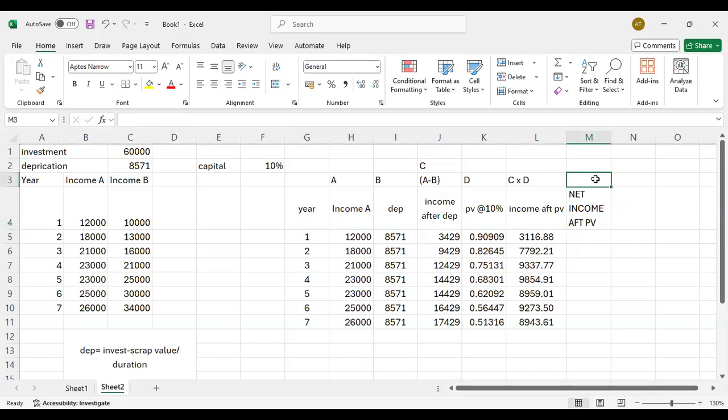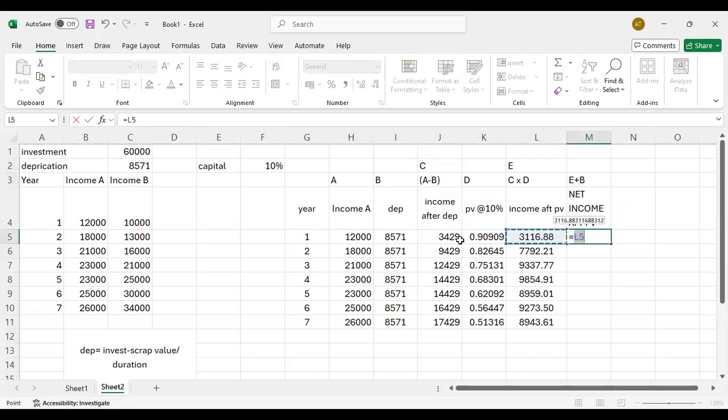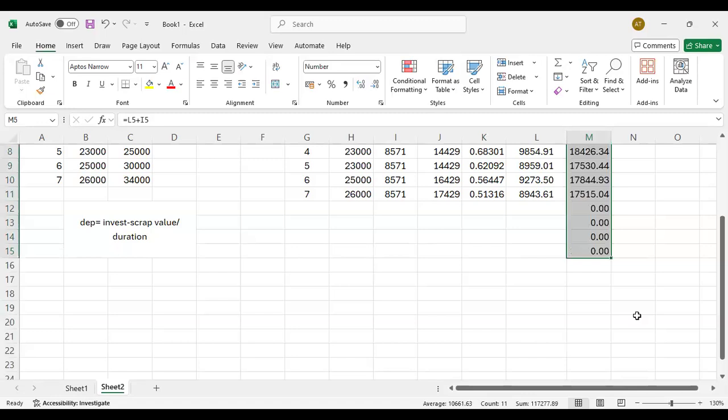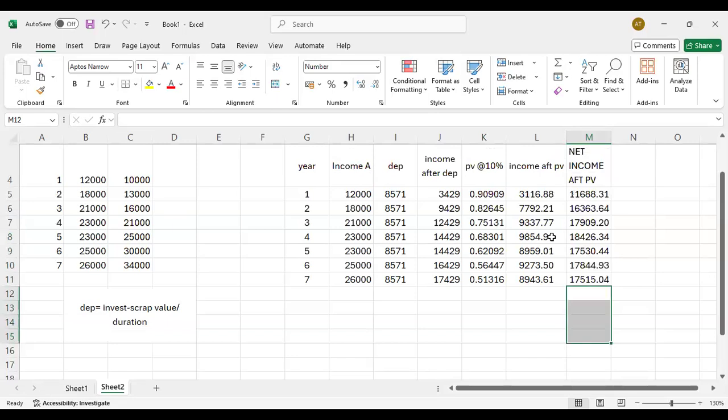So for this, what I'll do is, suppose this is column E, then here E will be plus B. That is income after P factor plus depreciation, and I'll calculate the values. Once I find, now this is my income each year. So I have to make the total.